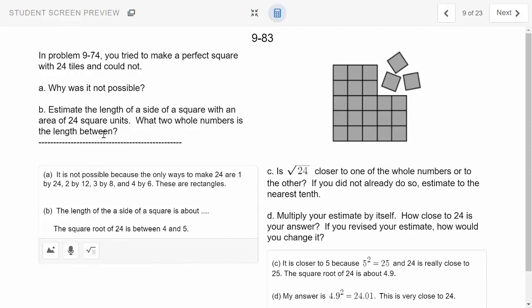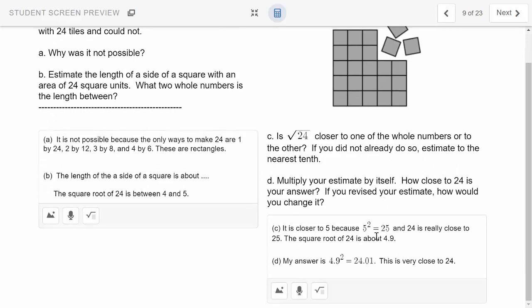For the square, if you were to try to take the square root of 24, you would get between 4 and 5. Now, 4 squared is 16, 5 squared is 25. The answer I'm looking for has got to be really close to 5, because 25 and 24 are really close together. So if I were estimating it, I would say it's about 4.9, part C here. And 4.9 squared is actually 24.01. So it's really, really close. That covers the first 3 problems.